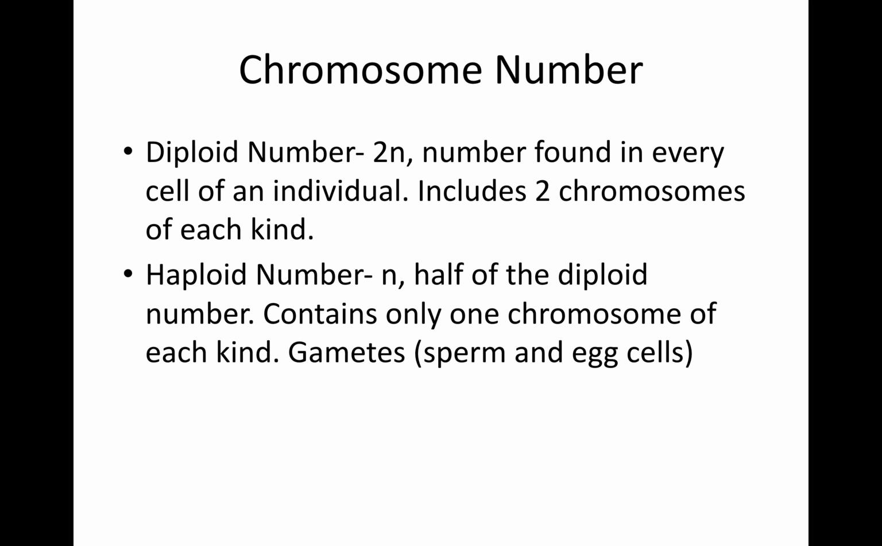Then you have haploid number, which sounds exactly like what it is. It's half the number of diploid. It contains only 1 chromosome of each kind, and the only cells in an organism's body that have the haploid number is the reproductive cells called gametes, aka the sperm cell and the egg cell. Those are the only ones, because a half and a half make a whole, right? That's haploid. Everything else in your body has 2 of each chromosome. Your diploid number is 46, and your haploid number in your gametes is 23.